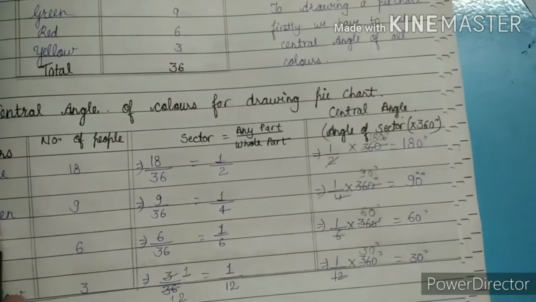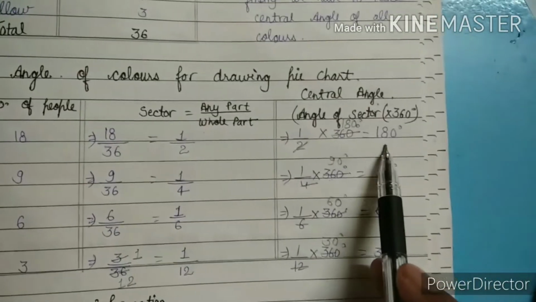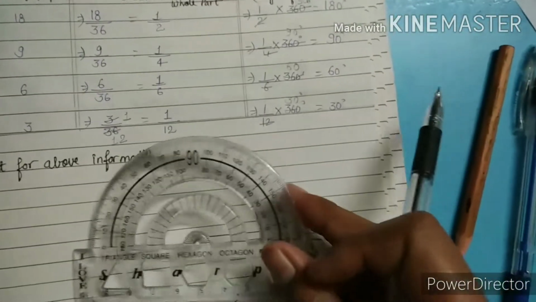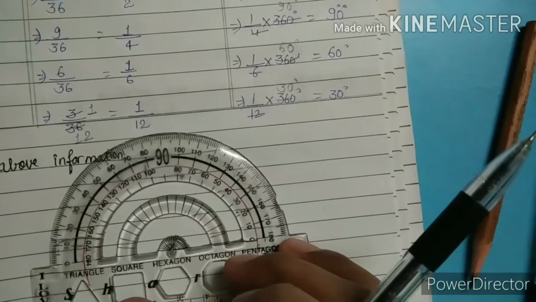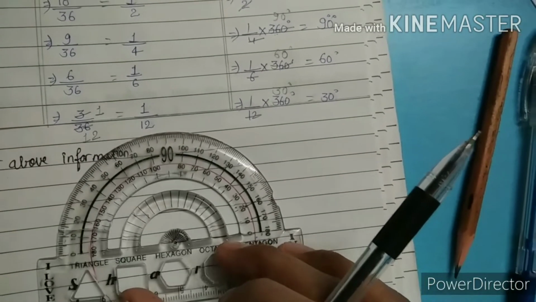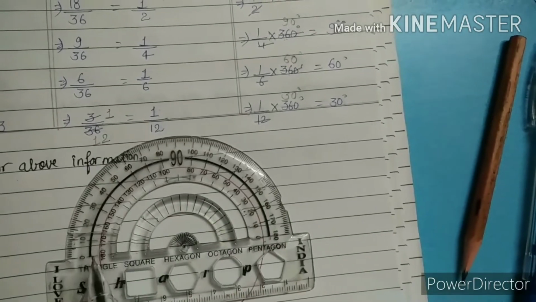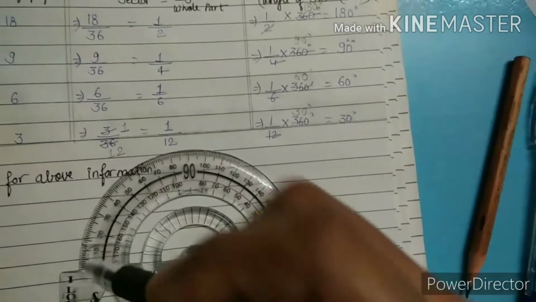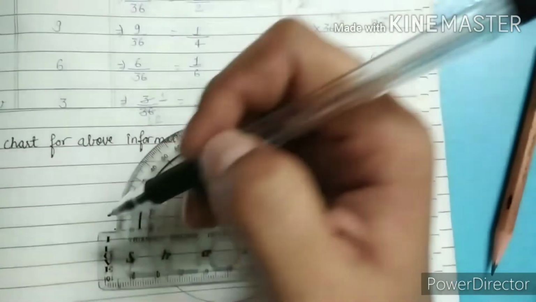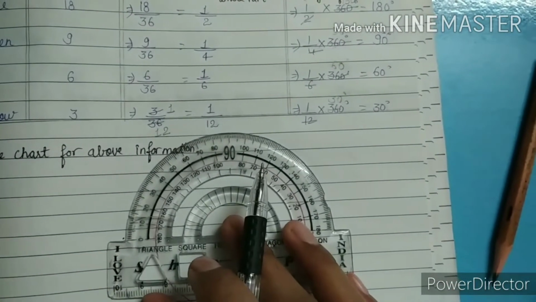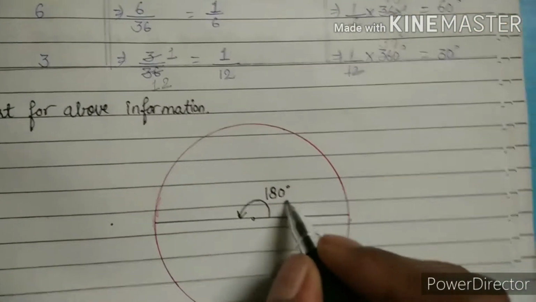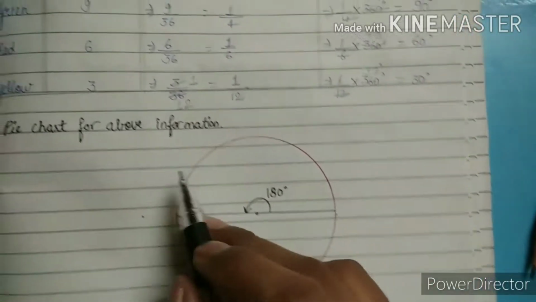Now the first color, blue, will give us the central angle of 180 degree. So we will put the midpoint of the protractor and the 0 degree angle on the radius. From right to left we will go. Here is 180. So I will mark a point here, and I will join this point to the center point. So here is 180 degree for the blue color.